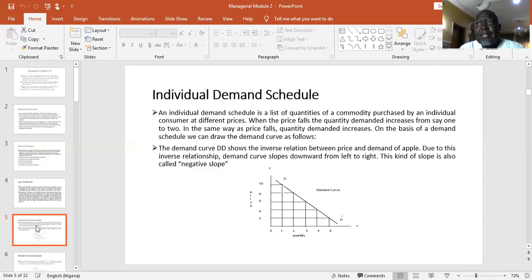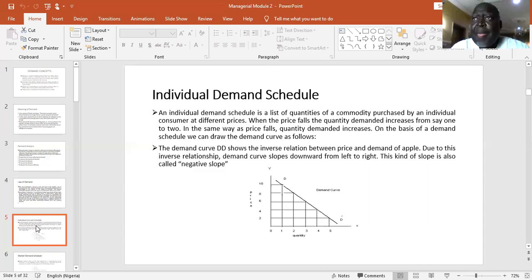A demand schedule is a table that shows various quantities of a commodity purchased at a given price. So it will show you how the quantity is increasing as prices are coming down, or how the quantity is decreasing as prices are going up. When it's plotted on a graph, it shows a downward sloping demand curve, indicating that the higher the price, the lower the quantity demanded. If you look at it, at the price of 10, only 1 unit was demanded. At the price of 2, 6 units were demanded. So the lower the price, the higher the quantity demanded.